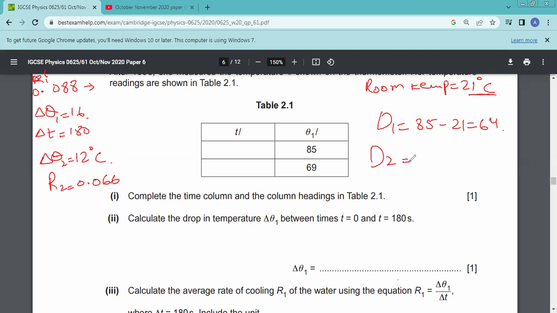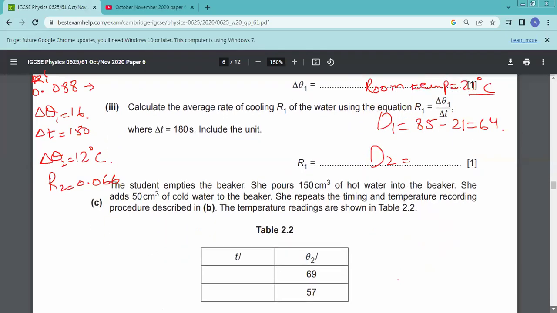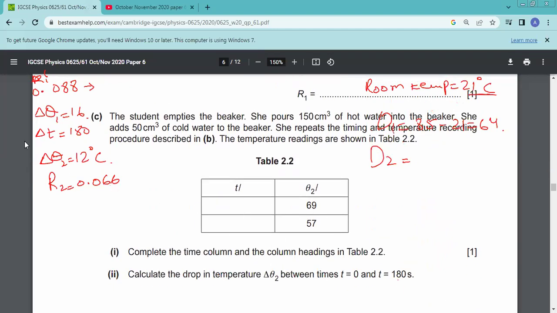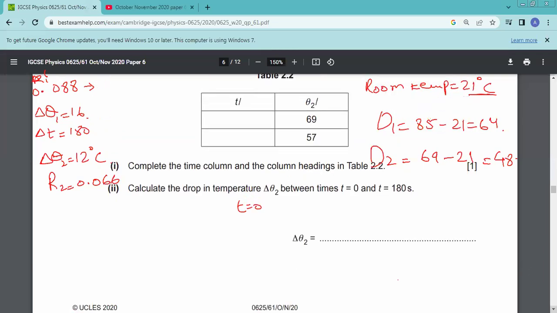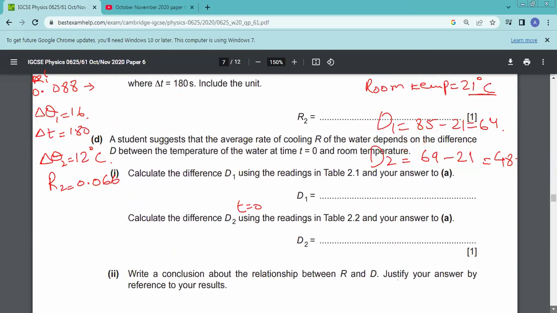And D2 would be from the next table, which is table 2.2. So table 2.2 says at time t equal to 0, it's 69 here. So it would be 69 minus 21. That's 48. So the two values are 64 and 48. Now here we have got the values as D1 and D2.